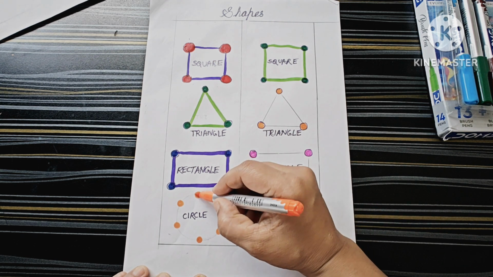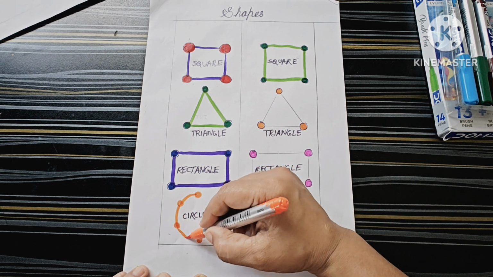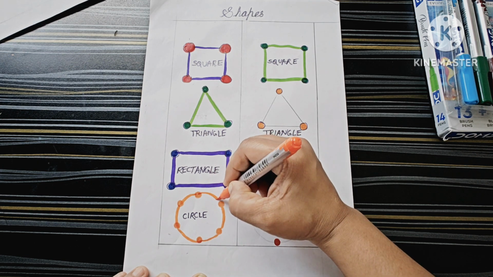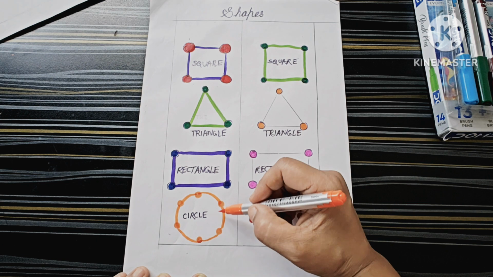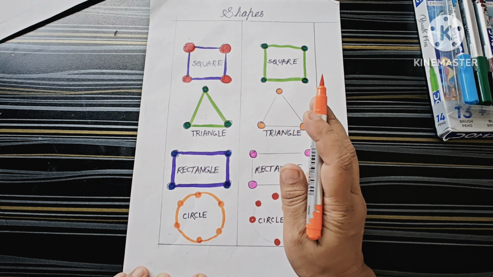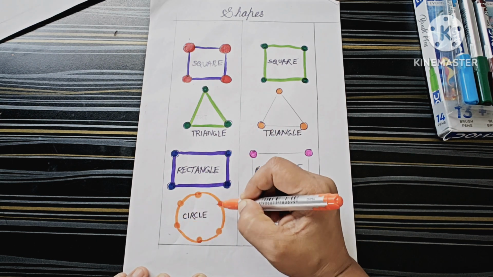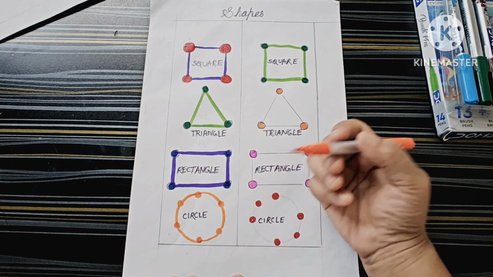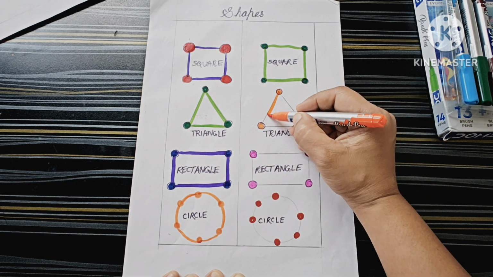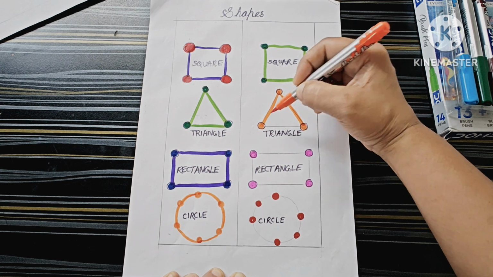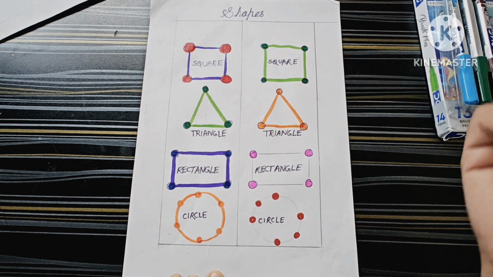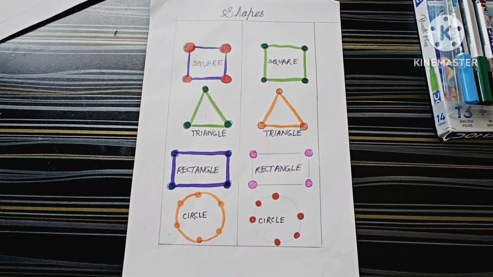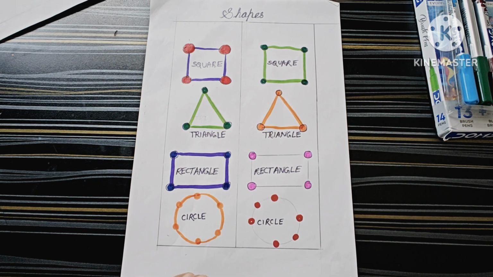Let us connect the dots first, then let us see what shape it is. It is a circle. A circle has no sides. It is a 2D shape. Now this is a triangle. A triangle has 3 sides, 3 vertices, 3 angles, and it is a 2D shape.